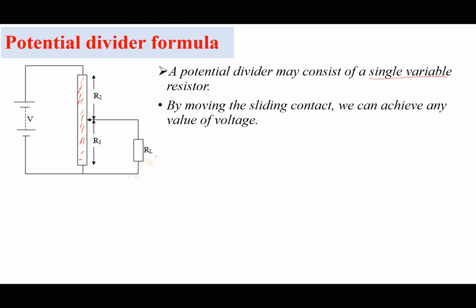So I could be having a load somewhere here. Instead of a resistor here, I could be having a bulb, which works at a certain PD. So I have to move the sliding contact until the PD across this part here is enough to make the bulb light.